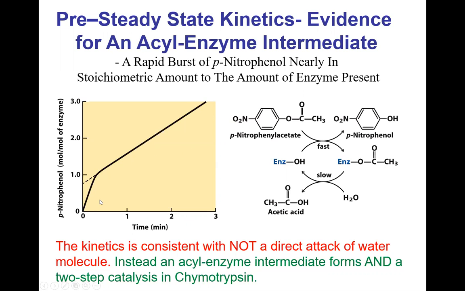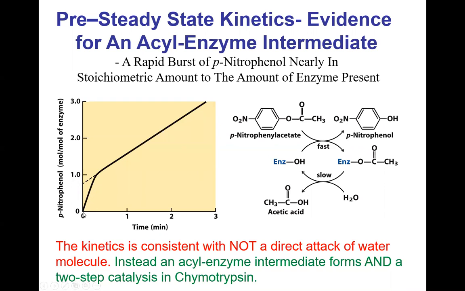So they basically took this para-nitrophenyl acetate in a buffer and added chymotrypsin. And they monitored the release of para-nitrophenol. It turns out that para-nitrophenol is yellow in color. Okay, para-nitrophenyl acetate is colorless. Once the product forms, it is colorful, yellow in color. So you can easily monitor using spectrophotometry, right?